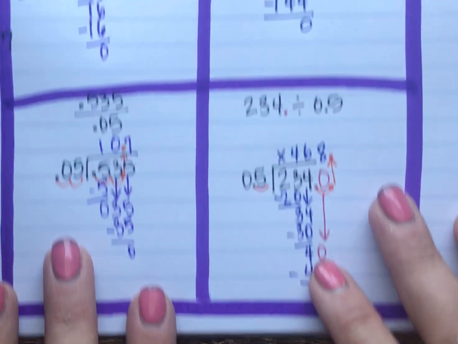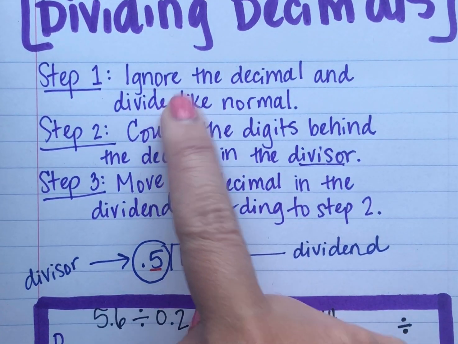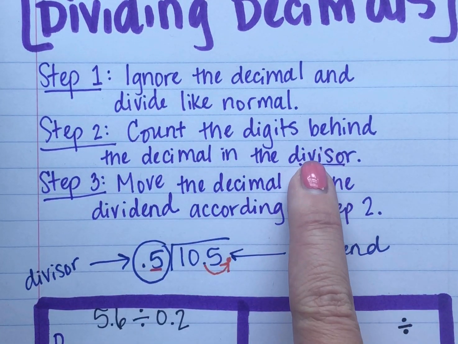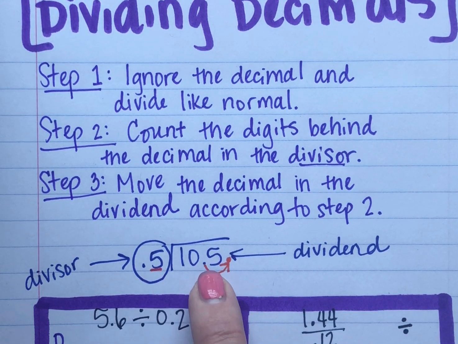Main things to remember, let's review. Ignore the decimal. Count the digits behind the decimal in the divisor. Then move the decimal that amount in the dividend.